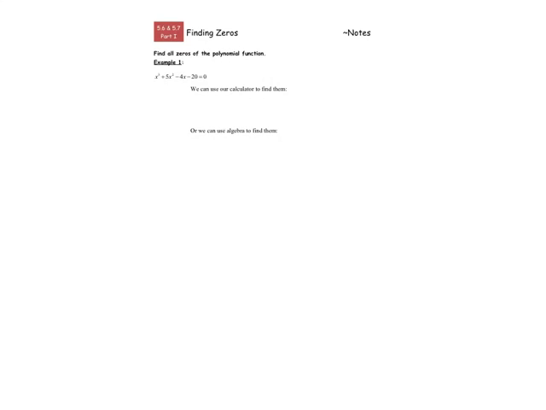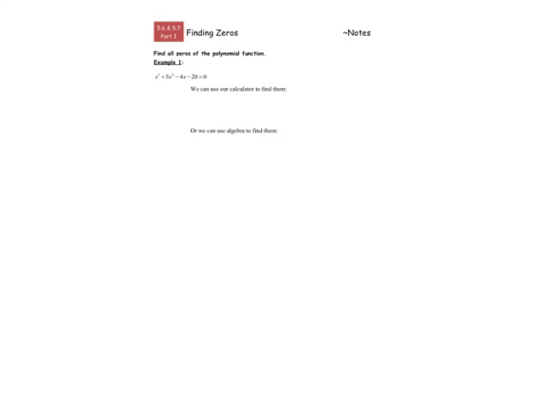We are going to find all zeros of the polynomial function. The first example is x cubed plus 5x squared minus 4x minus 20 equals 0. We could do this one of two ways. This we've kind of already done before, except now we could possibly have imaginary numbers. First, you can use your calculator to find them. I'm just going to talk you through this.